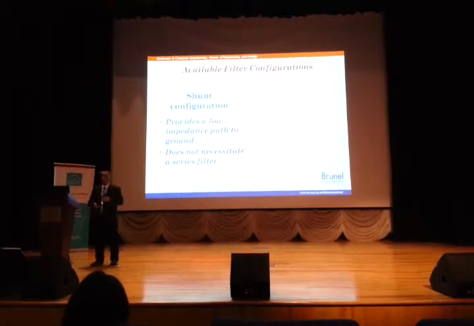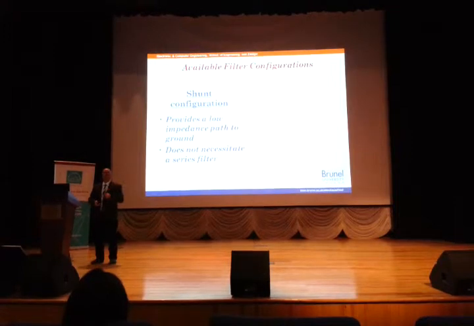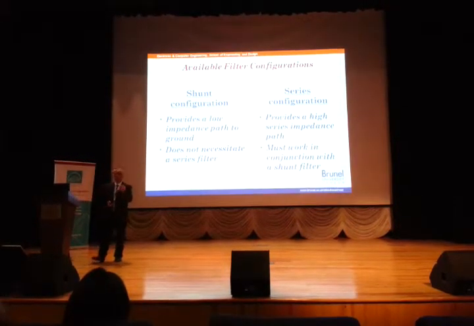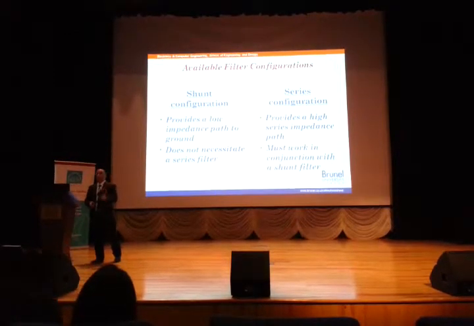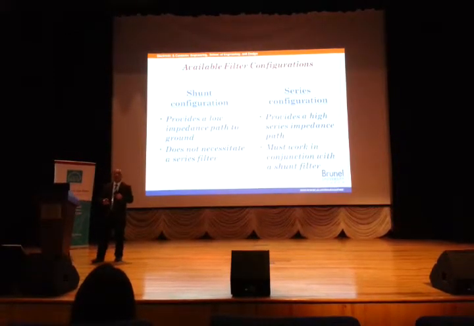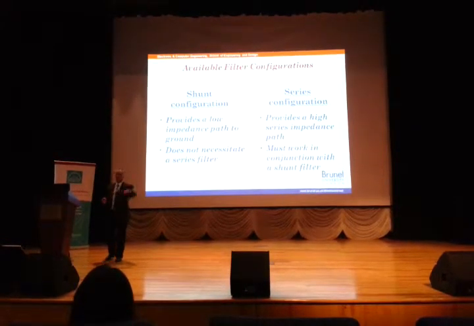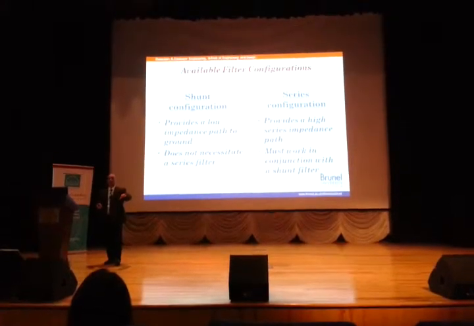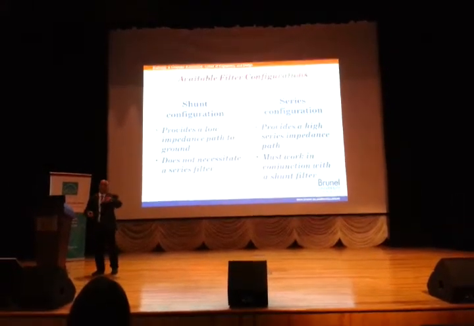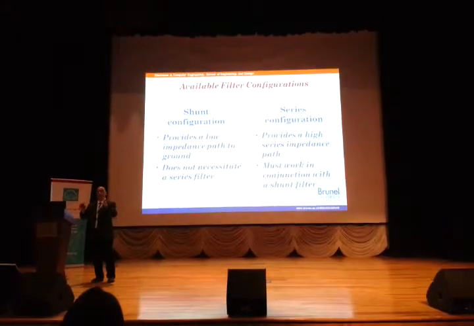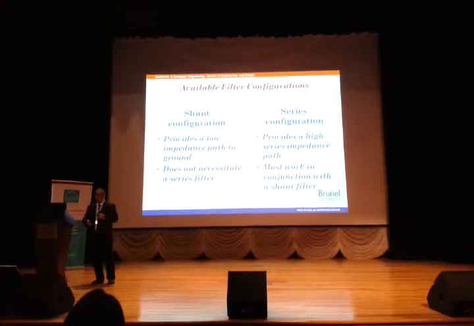Now, these are some of the configurations available for filters. Either we use them in shunt configuration, in parallel, and they are mainly to reduce the current harmonics. Or I can put them in series, and that will reduce the voltage harmonics. Or we can have them combined together. Most of the time, the shunt or parallel configuration is used separately. However, if I'm using the series one, we use a shunt with it, so there is some sort of combination between both of them.